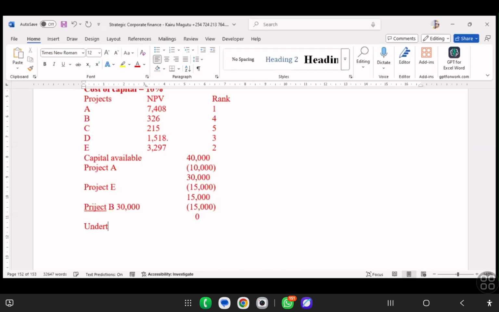So we can therefore say that we undertake project A fully, and E fully, and 15 out of 30, which is equal to 50% of project B. We undertake A fully, we undertake E fully, and we invest the 15 available in project B. So we undertake 50% of project B.